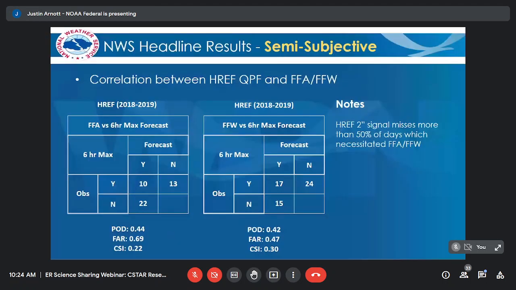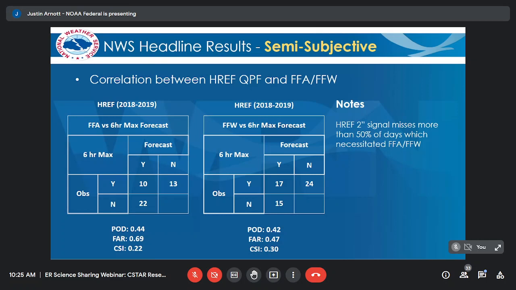Now, let's take a look. This is no longer using QPF or what was observed precipitation-wise to verify. This is looking at the 2-inch. So if we look at the forecast of 2 inches from the max from the HREF, and we compare it to whether an eventual flash flood watch or flash flood warning was issued from the Weather Service, what's the correlation there?